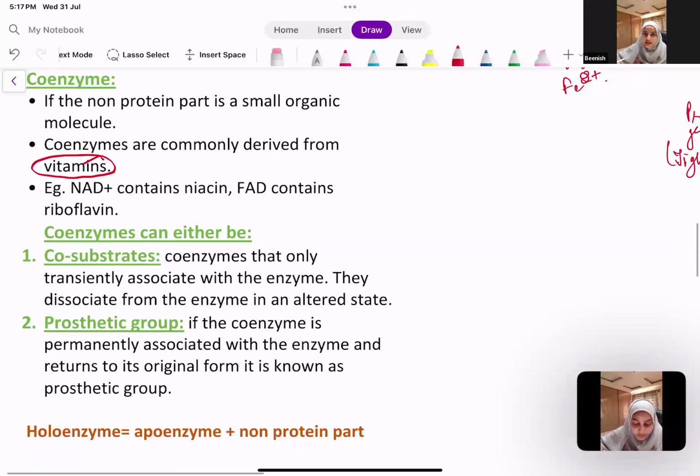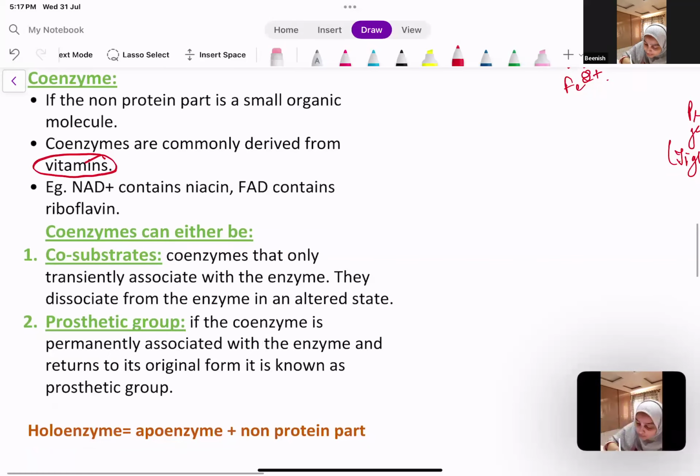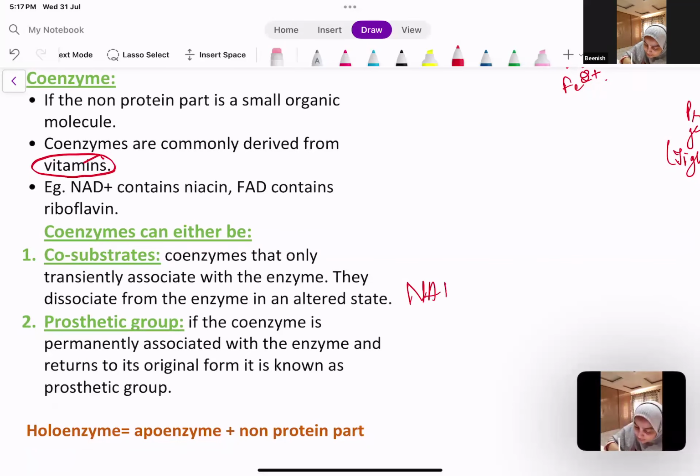Now coenzymes, as I said, they can either be co-substrates or prosthetic groups. So your co-substrates are those coenzymes that only transiently associate with the enzyme. They dissociate from the enzyme in an altered state. For example, your NAD plus. Okay. So these are your co-substrates. That is, they are not permanently attached to the enzyme. They only for some time transiently associate with the enzyme and then dissociate from the enzyme in an altered state.